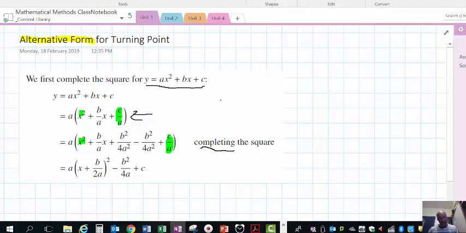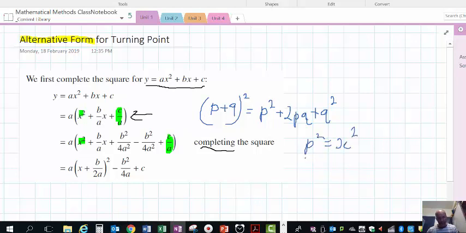We normally use a, b, or x and y. It's a bit confusing because those letters are already taken up in this situation here. So let's call it p plus q all squared. Okay, it's still a perfect square, so it's p squared plus 2pq plus q squared. Alright, that's our perfect square format. And what we do have is that p squared is equivalent to what we have on the left there, x squared, and 2pq would be the same as b over a.